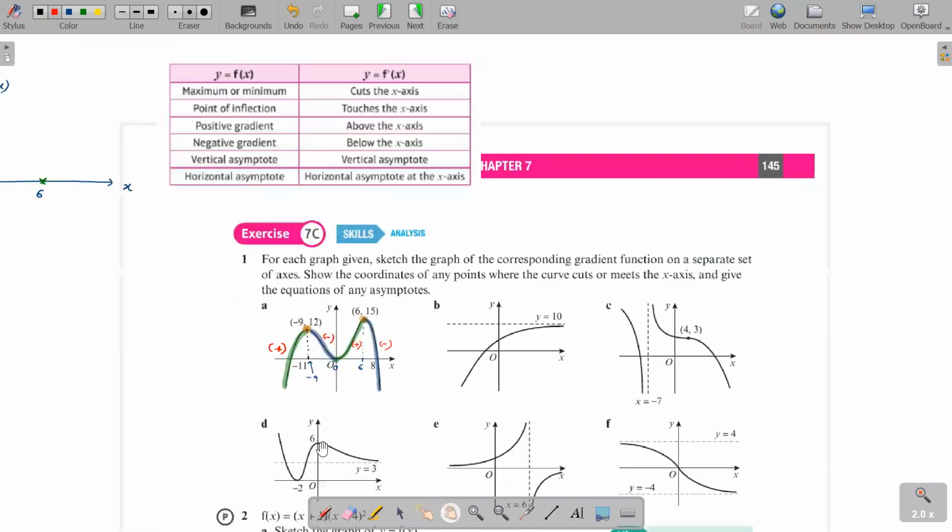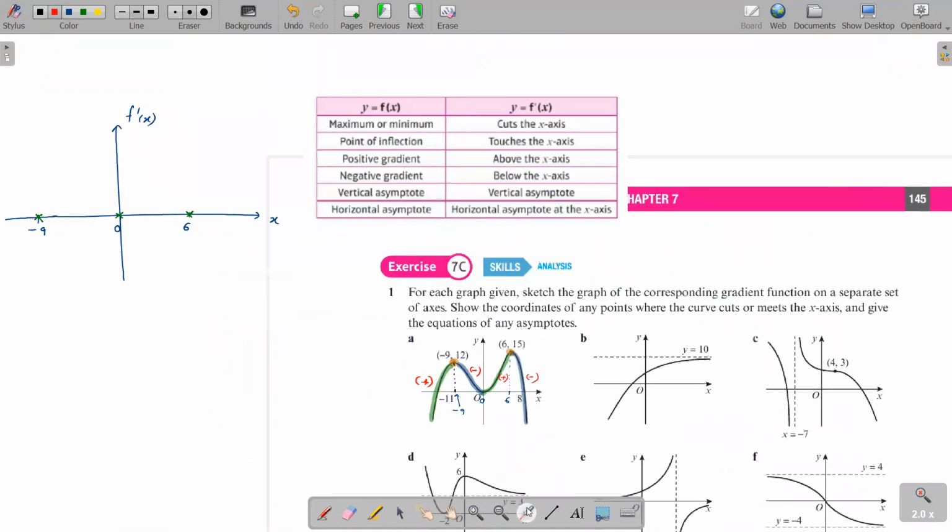So now all you need to do is apply these rules to this table. Look, this table says if you have a positive gradient, your graph is above the x-axis. The green parts I marked are the parts with positive gradients, which means those parts must be above the x-axis. The blue parts are the ones I marked with a negative gradient. They must be below the x-axis. Are you all with me?